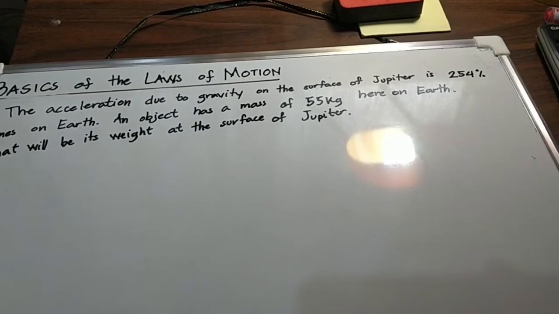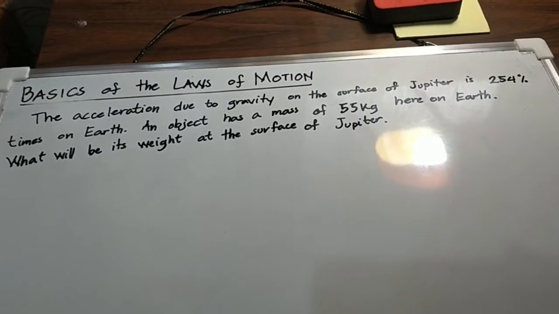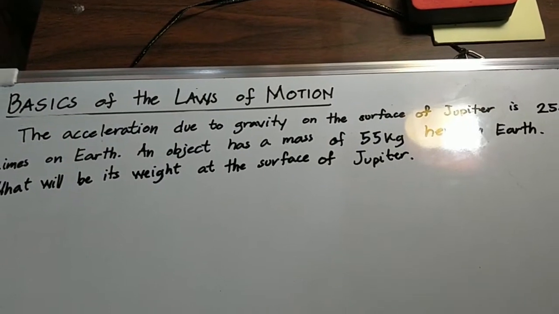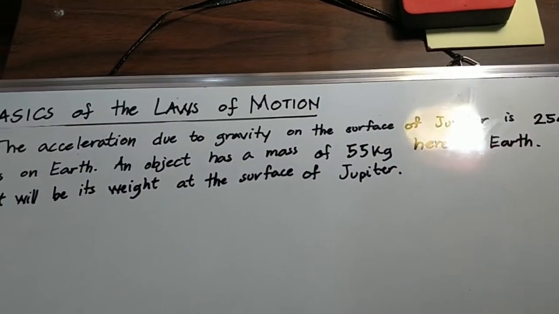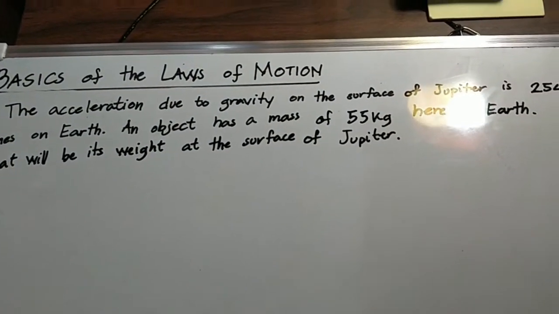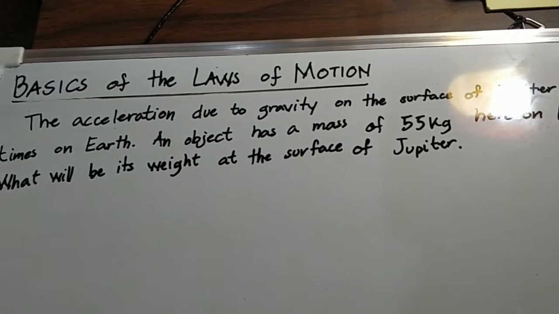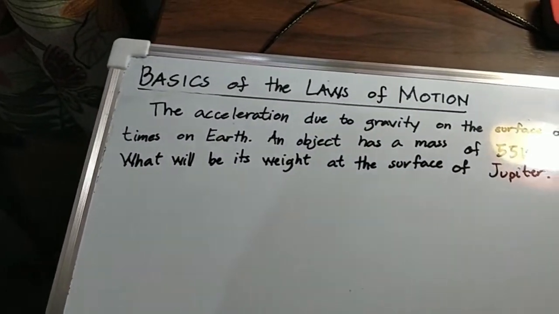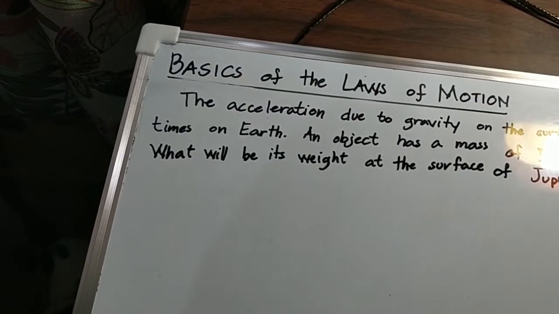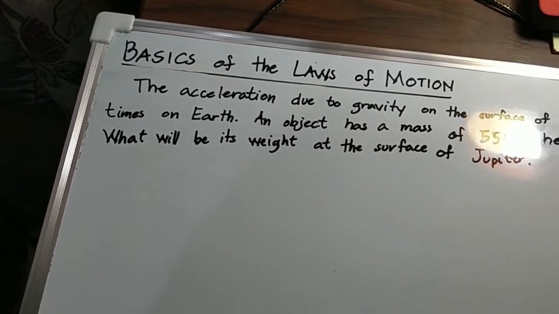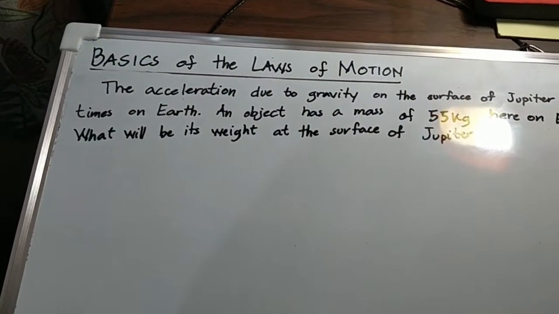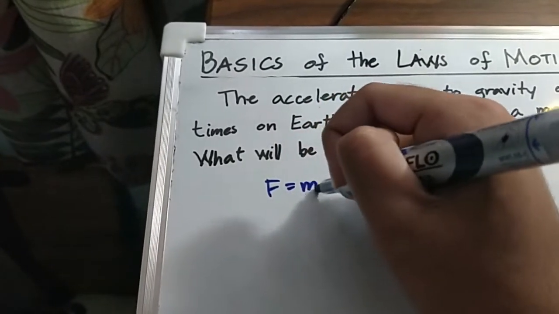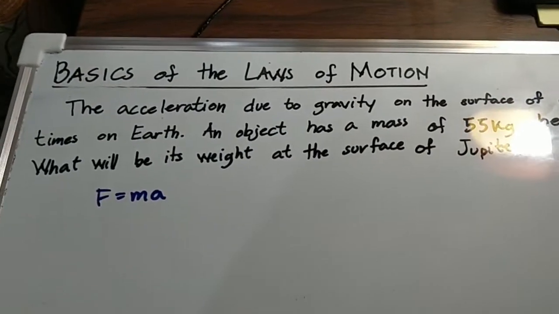Okay, let's continue. Another problem in terms of acceleration, the law of acceleration. Medyo tabing yung aking sulat. The acceleration due to gravity on the surface of Jupiter is 254% times on Earth. An object has a mass of 55 kilograms here on Earth. What will be its weight at the surface of Jupiter? So, hahanapin pa natin yung pull of gravity sa Jupiter. So, yun yung magiging acceleration ng ating gagamitin. Ang ating gagamiting formula is obviously F, force, is equal to mass times acceleration.